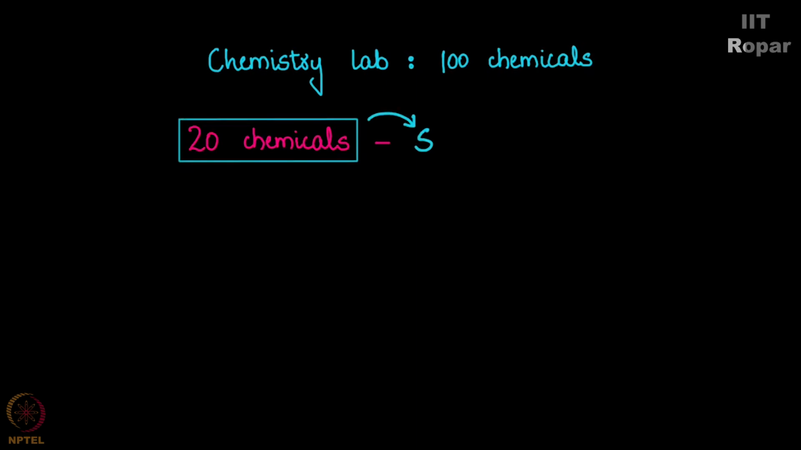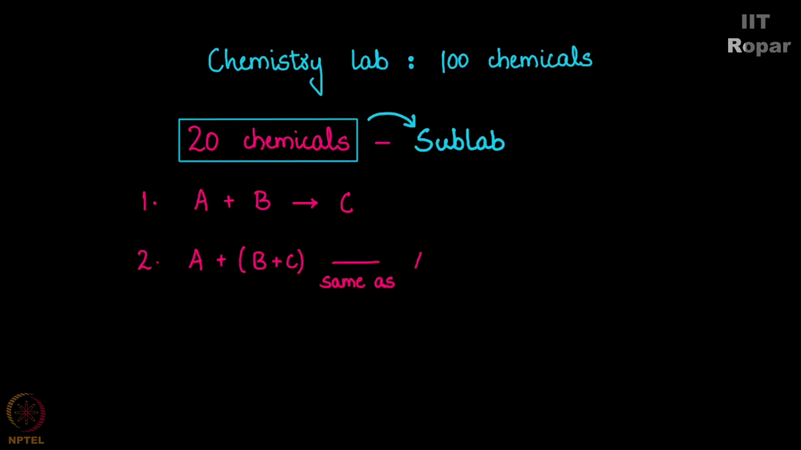Property number 1, if you call this a sub-lab, 20 chemicals, if you take any 2 chemicals within these 20 chemicals and mix them, you will be back again in the same 20 chemical set. It takes some time, think about it. The previous definition of subgroup that our friend presented, I am explaining the analogy to you. If you have such a sub-lab satisfying these 4 properties, then it's a lab in itself, you see. It satisfies these 4 properties and hence is another group.